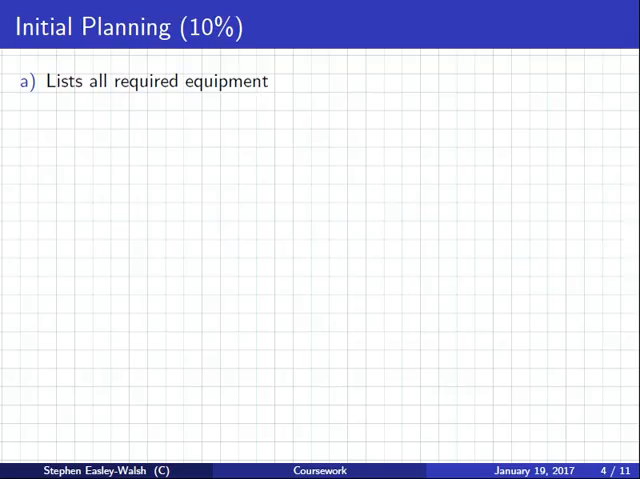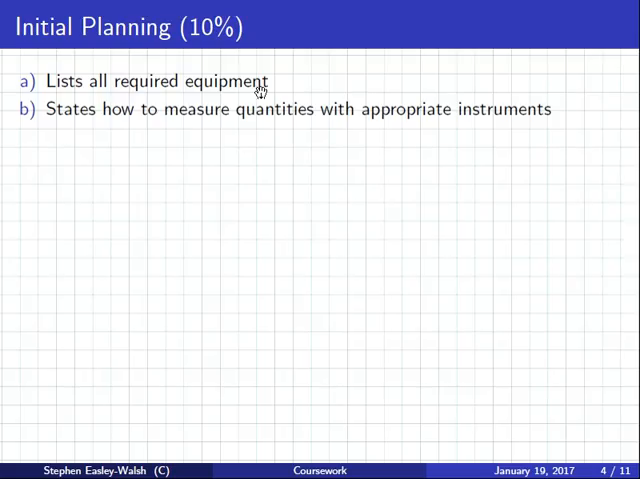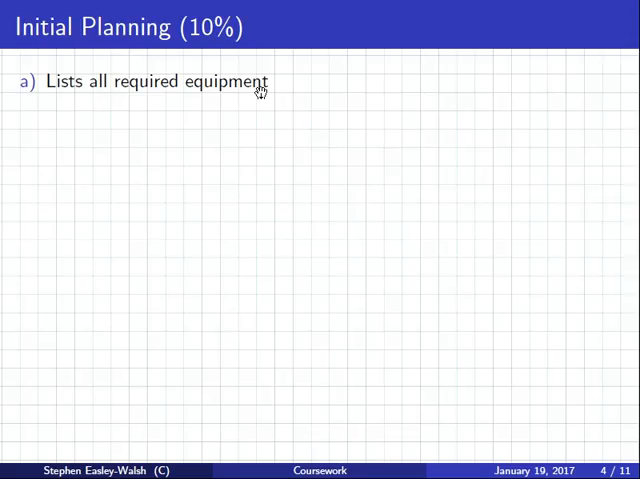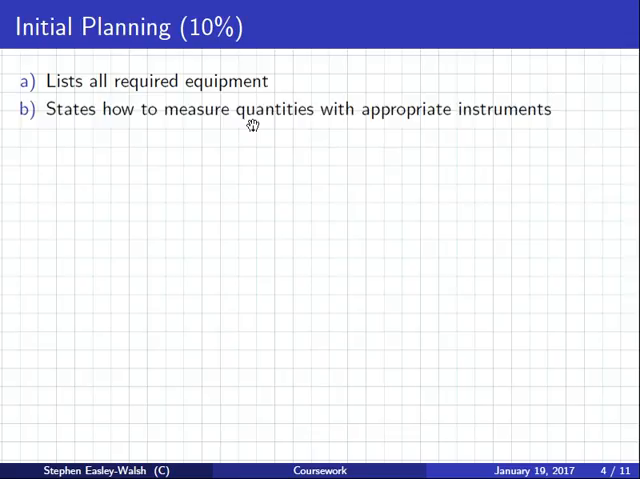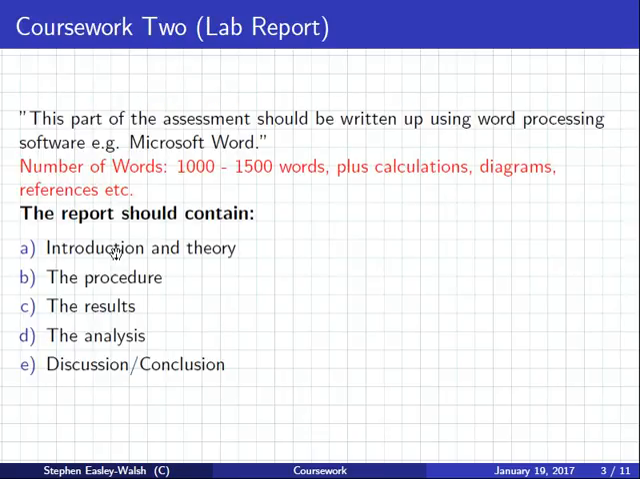Next, you need to make sure you clearly explain how to measure with the equipment, how to use the equipment. I think this is more for the procedure, to list all the equipment, not for the introduction. Yeah, sorry, you're right, that's the procedure. Introduction and theory is just notes from books, and this is the procedure, the plan.